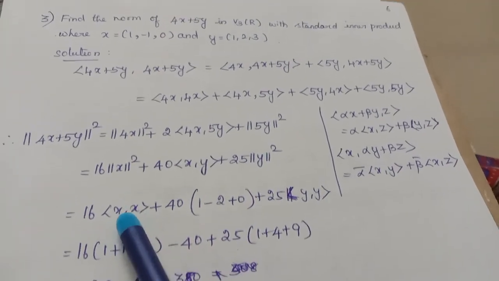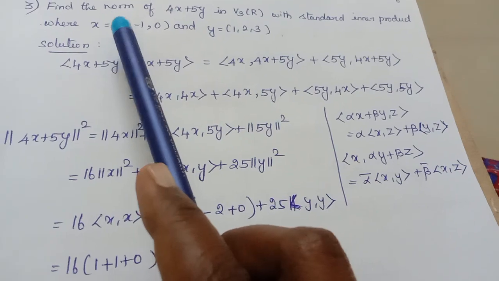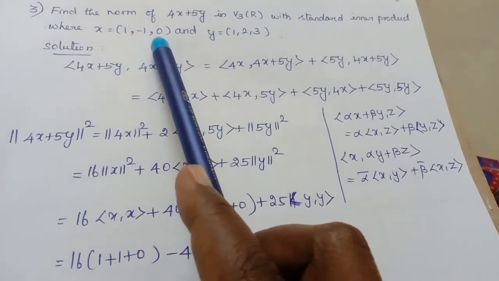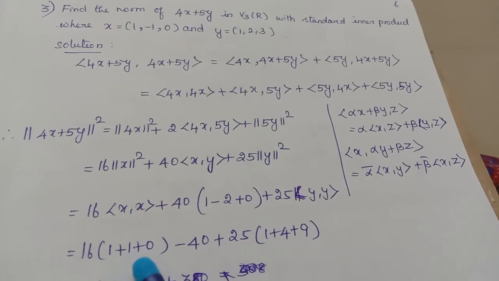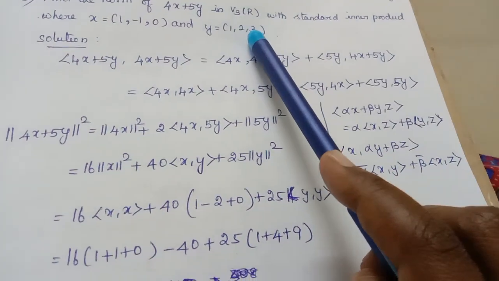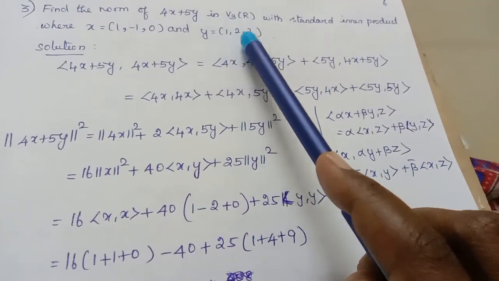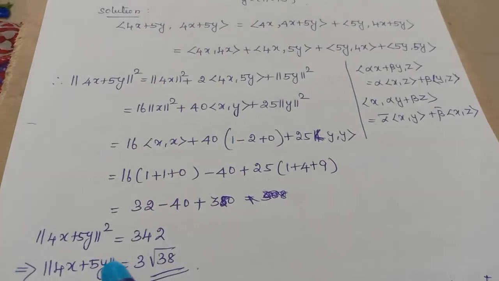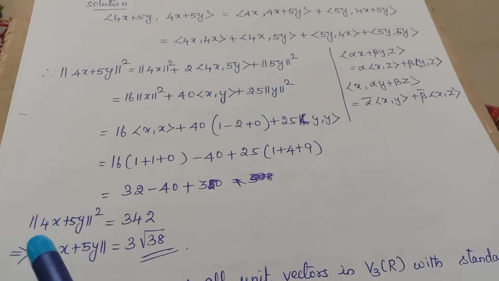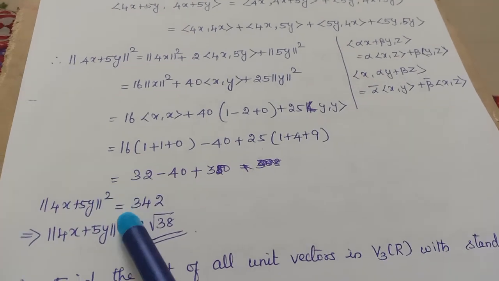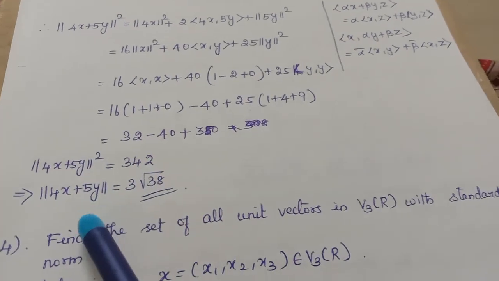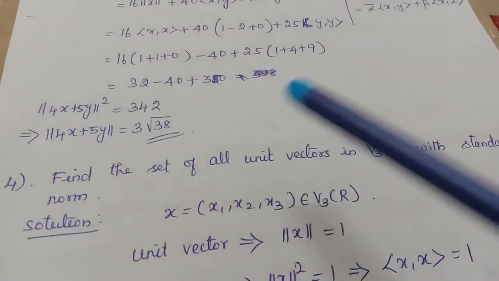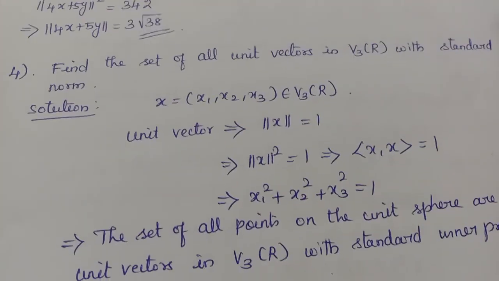Let me come to the first term. Inner product of xx means what? 1 into 1 plus minus 1 into minus 1 plus 0 into 0, right? So 1 plus 1 plus 0. Similarly, inner product of y with y: 1 into 1 plus 2 into 2 plus 3 into 3. So 1 plus 4 plus 9. So finally, what is the answer? The norm of 4x plus 5y, the whole square, is equal to 342, or the norm of 4x plus 5y is equal to 3 root 38. Right. Next one, simple problem.